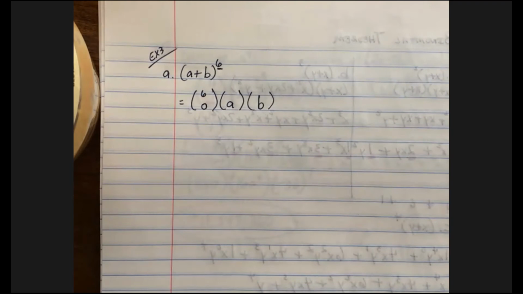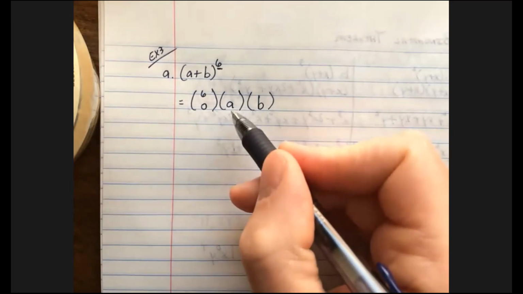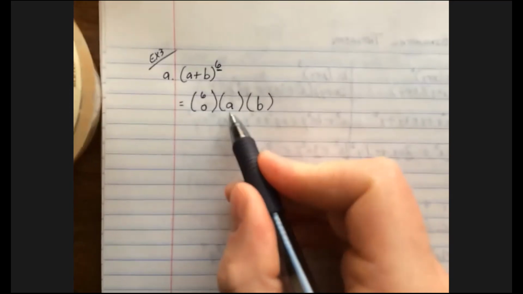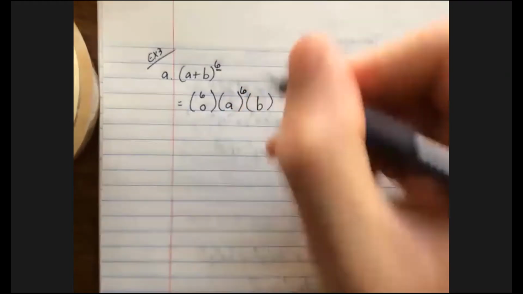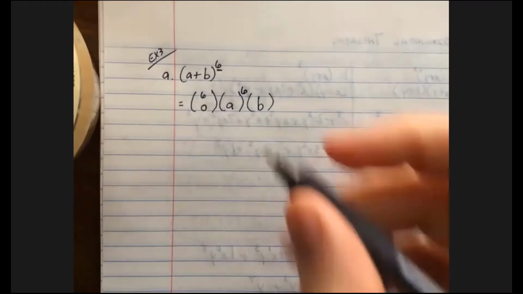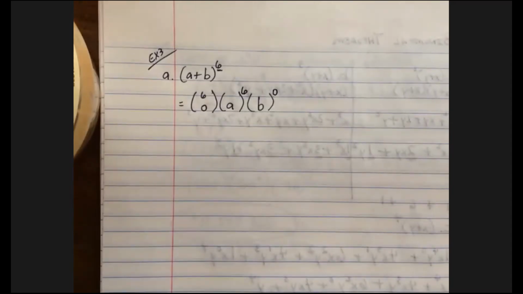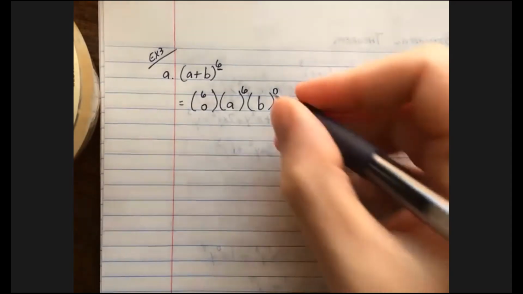Okay, and then remember what we did earlier with our x's and y's when we had x plus y squared and x plus y cubed that we did in example 1. This number is going to start way up here at 6, and it's going to count down. And this b, remember, is going to start at 0, and its exponents are going to be counting up. So we just keep on listing these.